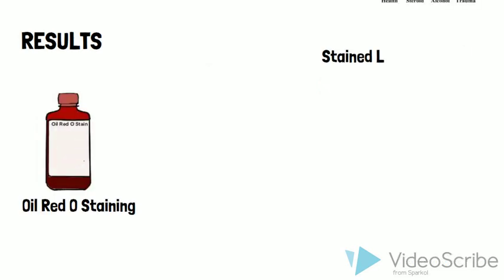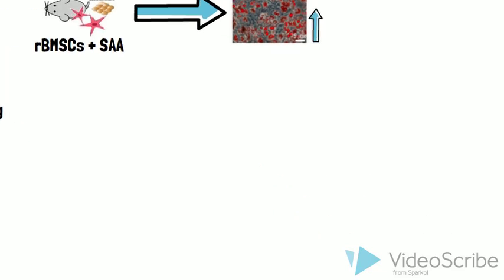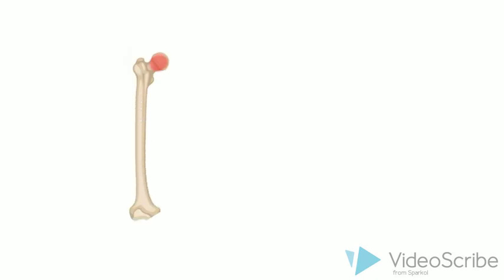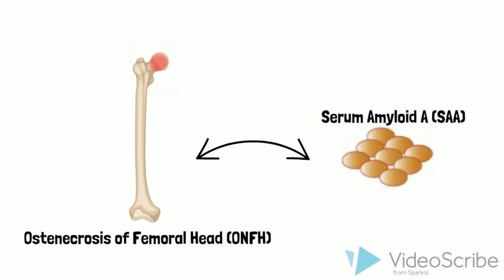Oil red O staining showed that the number of stained lipid droplets was significantly higher in the rat bone mesenchymal stem cells treated with serum amyloid A. These findings provide more information on the correlation between serum amyloid A and ONFH and illustrate that serum amyloid A is vital to the physiological process of ONFH and can act as a potential therapeutic target to treat it.